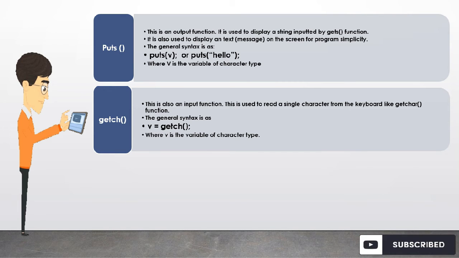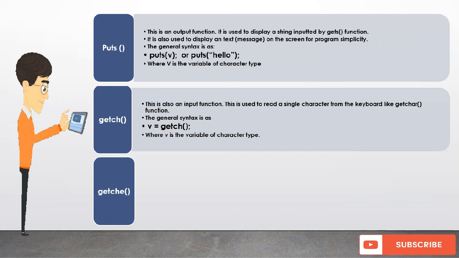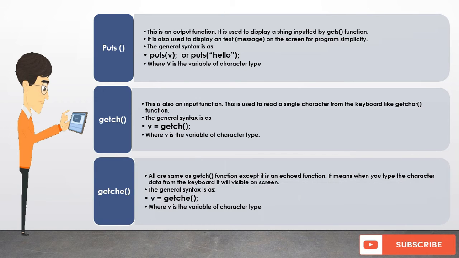Further, let us study about getche. All are same as the getch function, except it is an echoed function. It means when you type the character data from the keyboard, it will be visible on the screen. The general syntax is v = getche(); with a semicolon, where v is the variable of character type.